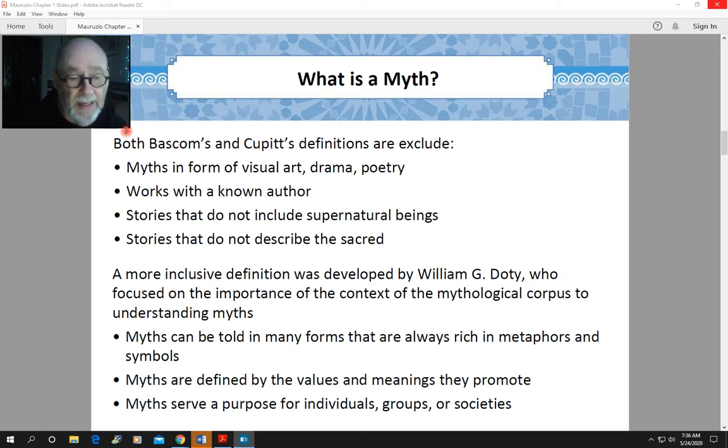William Doty, we'll see him later in the chapter on Hermes. He and a man named Hines did a work on tricksters. And Doty has a more inclusive definition. The main thing in Doty's description is the importance of the mythological corpus. So when you're looking at myths, you have to look at myths in the context of the whole mythological output of a culture, at least what we have.